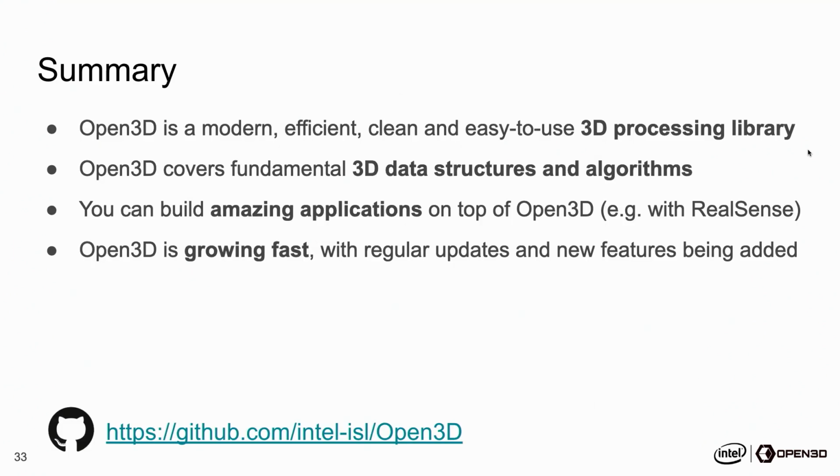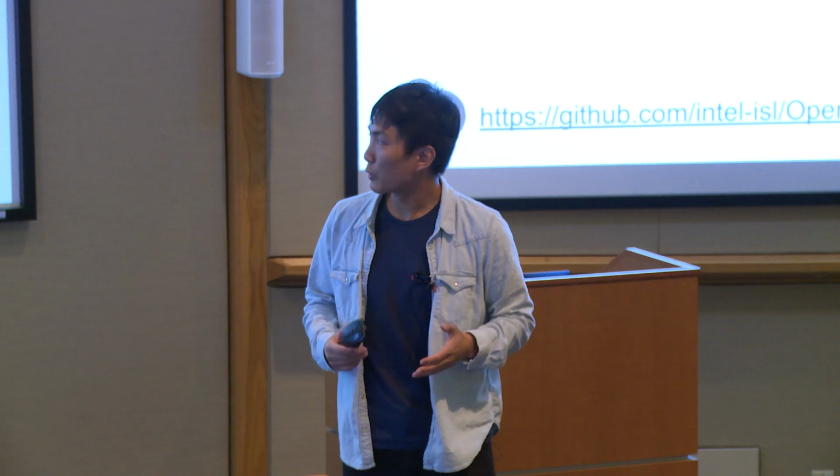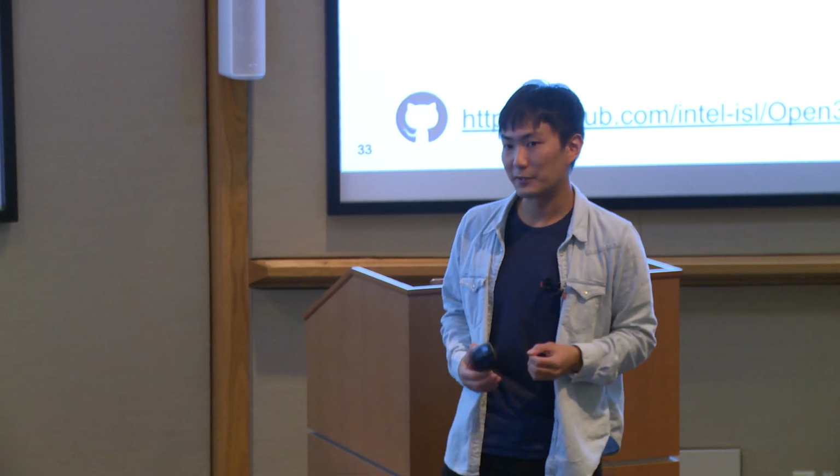Okay, yeah, here's a brief summary. Open3D is a modern, efficient, and easy-to-use 3D processing library. It covers most fundamental 3D data structures and algorithms. You can build amazing applications on top of Open3D, especially with RealSense. And Open3D is growing fast. We have regular updates, we have an active community, and a lot of new features are being added.